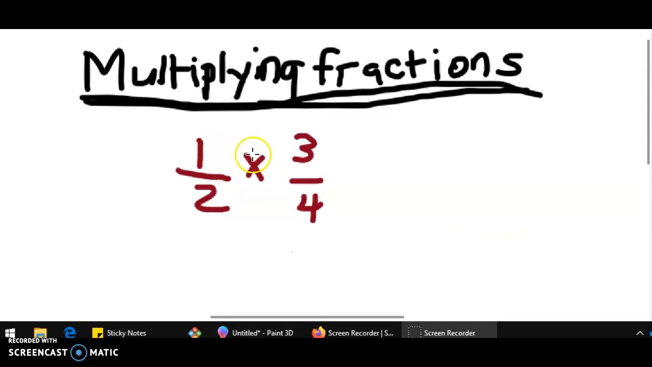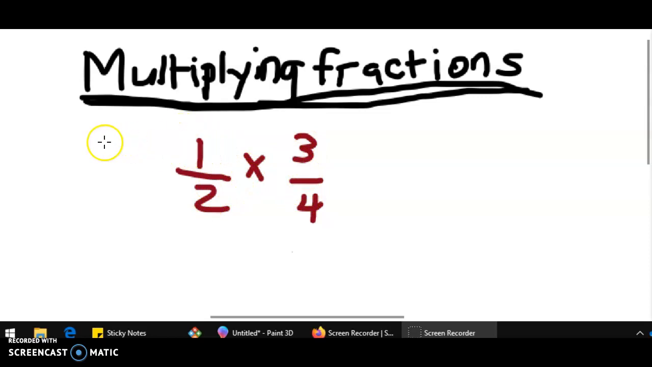Okay, remember, when we multiply fractions, the denominator does not need to be the same. So don't worry, this denominator is 2, this denominator is 4. Do we have to make it the same? No, we do not. We just need to look at the fraction, half times 3 over 4. And in this case, we cannot simplify half, nor can we simplify 3 over 4, nor can we cross simplify.